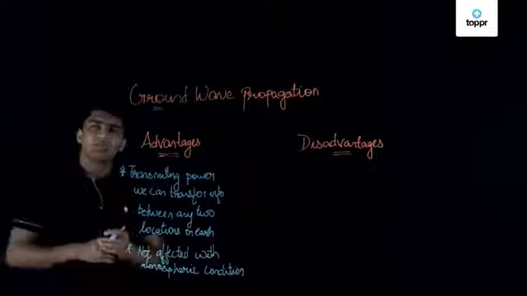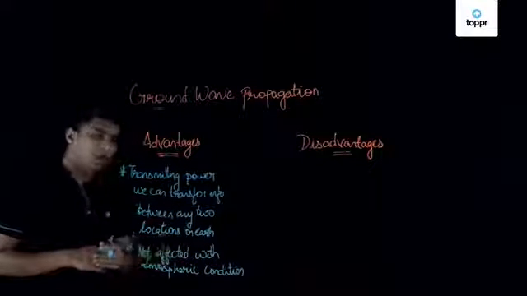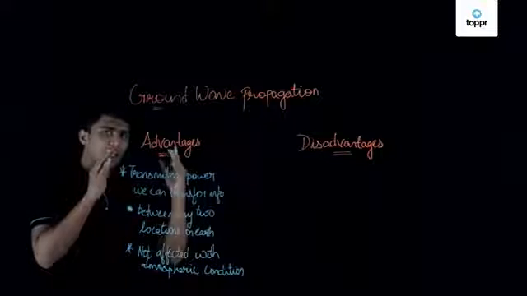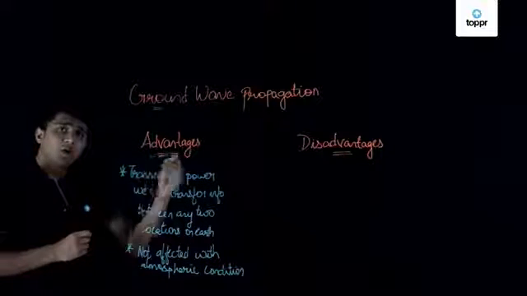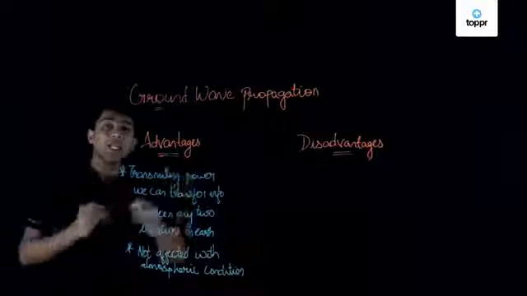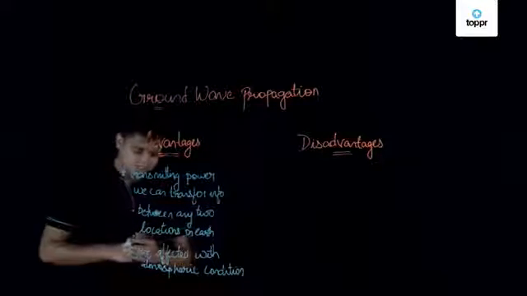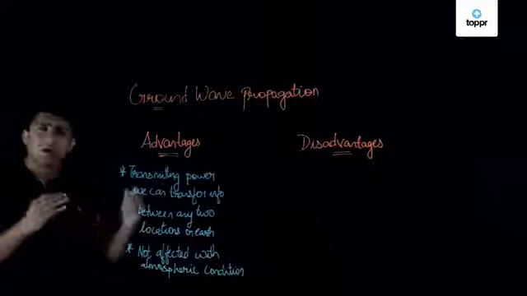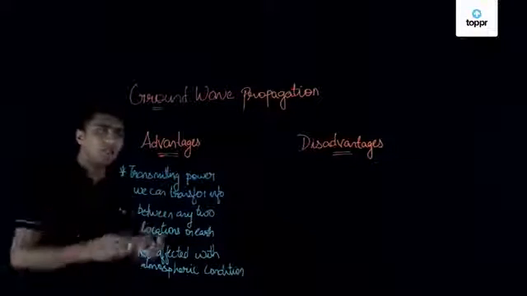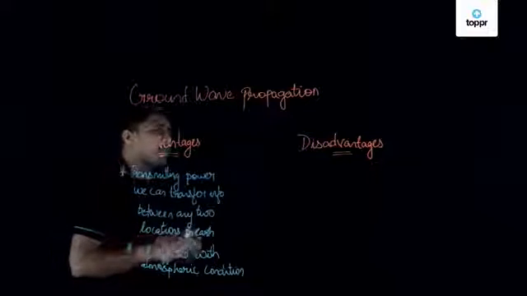So these are the main two advantages of ground wave propagation. If we are giving a proper transmitting power, we can transfer information from one point to another between any two locations on the earth. And the next one is it is not affected by the atmospheric conditions. These are the advantages of ground wave propagation.